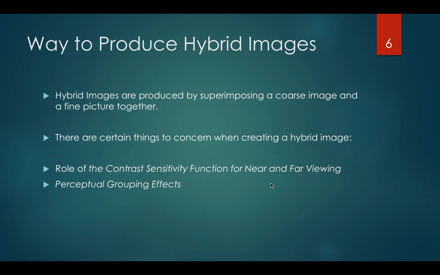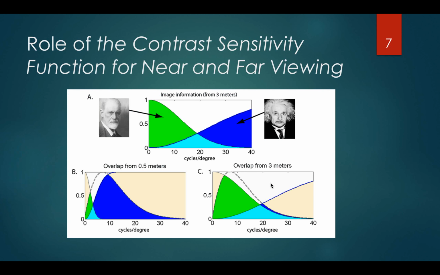So, how can we produce some hybrid images? Hybrid images are produced by superimposing a coarse image and a fine picture together. There are certain things to consider when creating a hybrid image. First is the role of the contrast sensitivity function for near and far viewing, and the perceptual grouping effects. Now let's talk about the role of the contrast sensitivity function for near and far viewing. It's quite complicated, but we will talk about just the easy part.